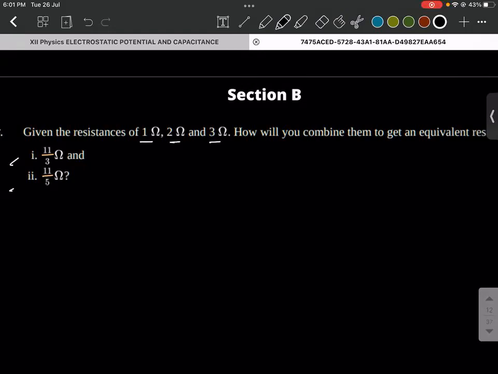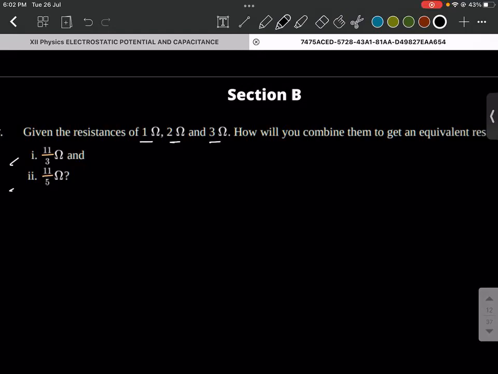1, 2, and 3 are given. If they ask you for a resistance whose value is greater than all the resistors, for example, if you connect them in series, what will happen? 6 ohm. The 6 is greater than all the 3 resistors. 1, 2, and 3. Similarly, if you connect them in parallel, you get something small. So 11 by 6, it is less than all the values. Is it 11 by 6? All in parallel or a mixed combination, it will definitely be less than 1 for sure.